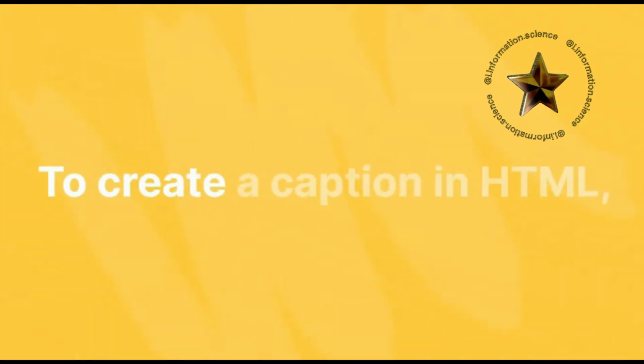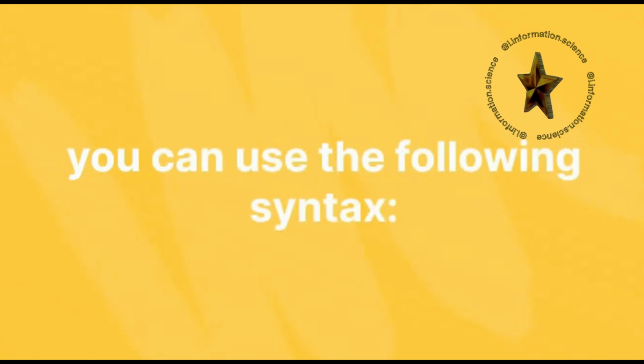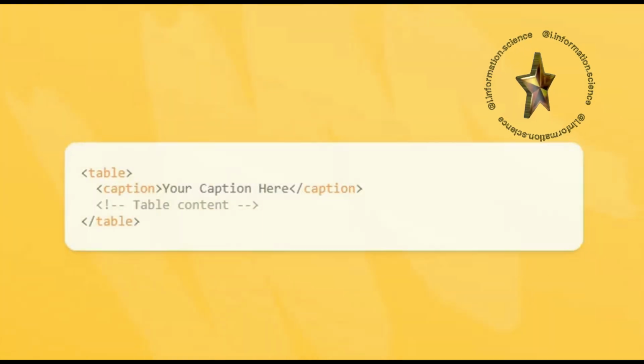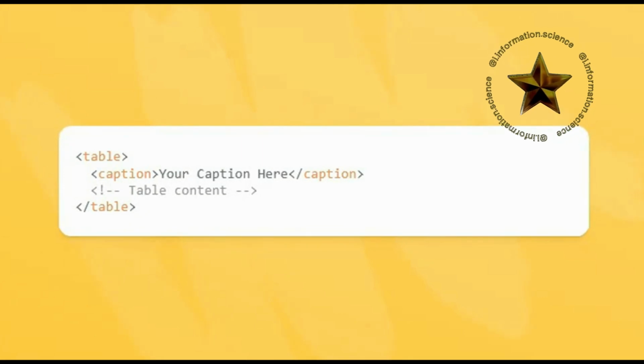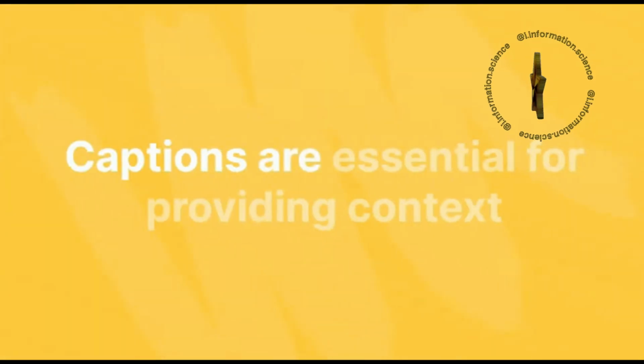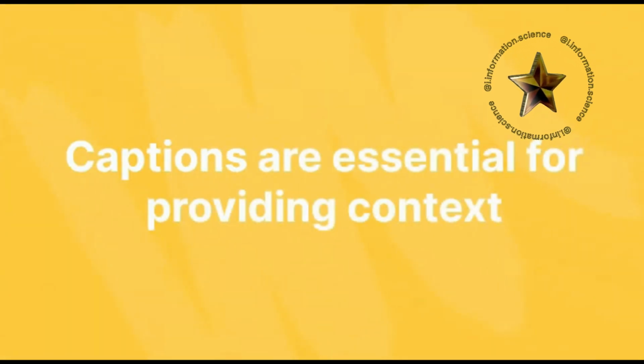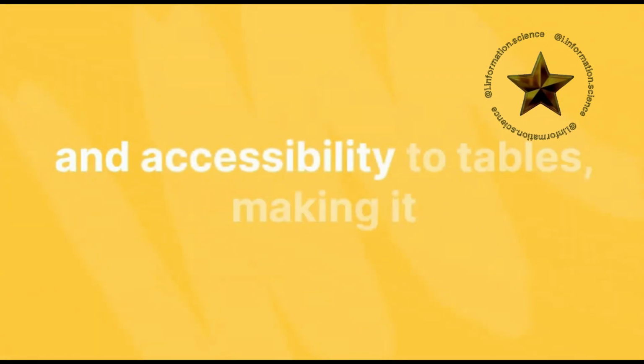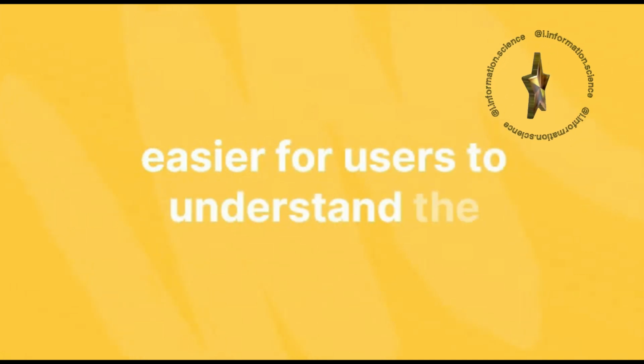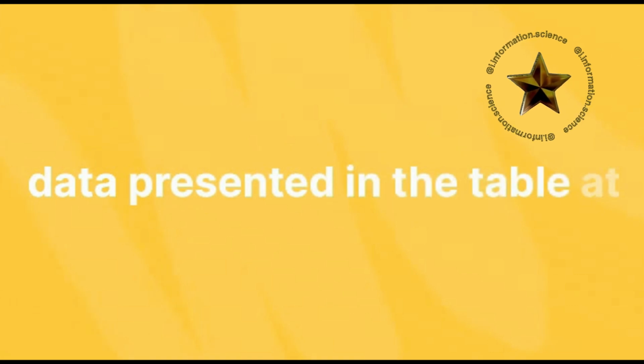To create a caption in HTML, you can use the following syntax: table, caption, your caption here, closed caption, table closed. Captions are essential for providing context and accessibility to tables, making it easier for users to understand the data presented in the table at a glance.